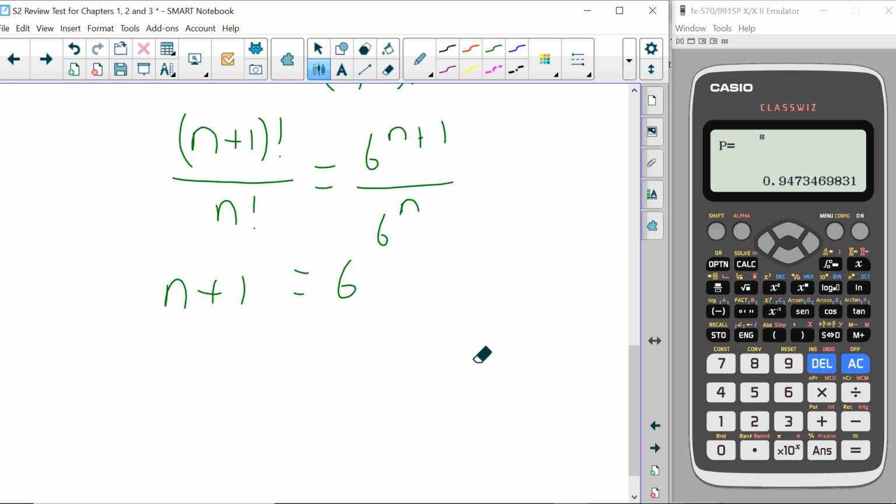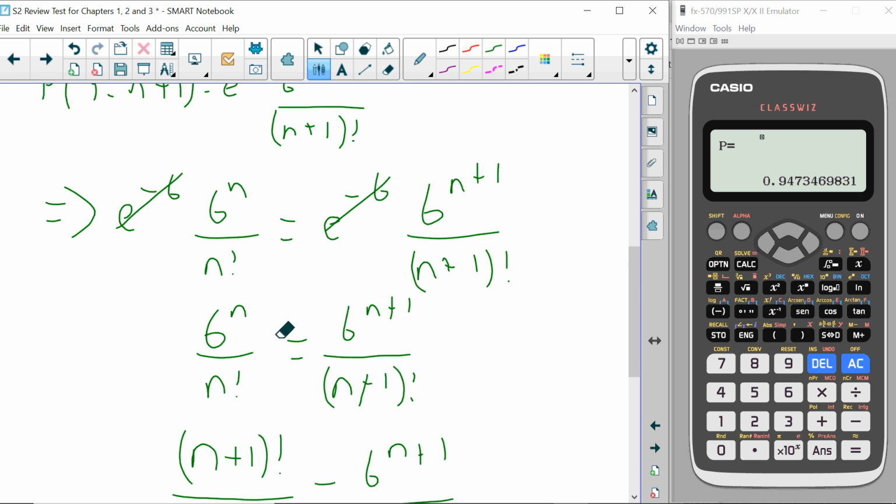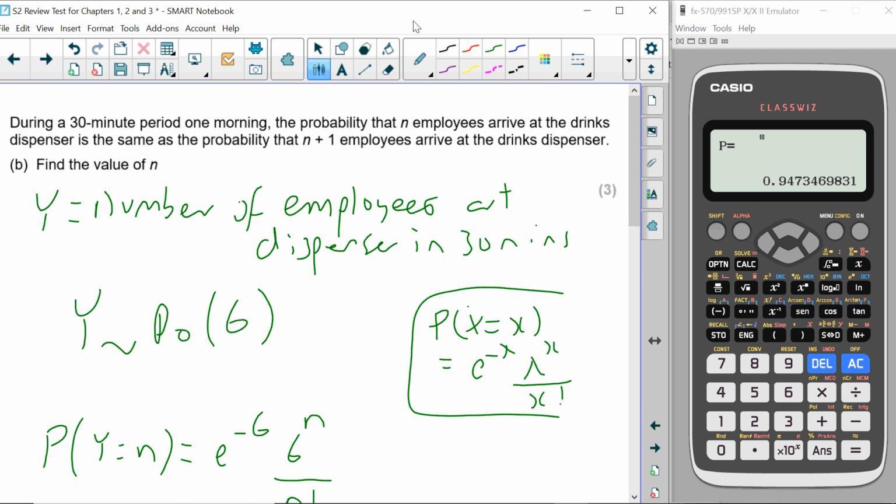That means all I need to do now is take away 1. 6 minus 1, so I've now got the value of n for part B. Okay. So we found the value of n.